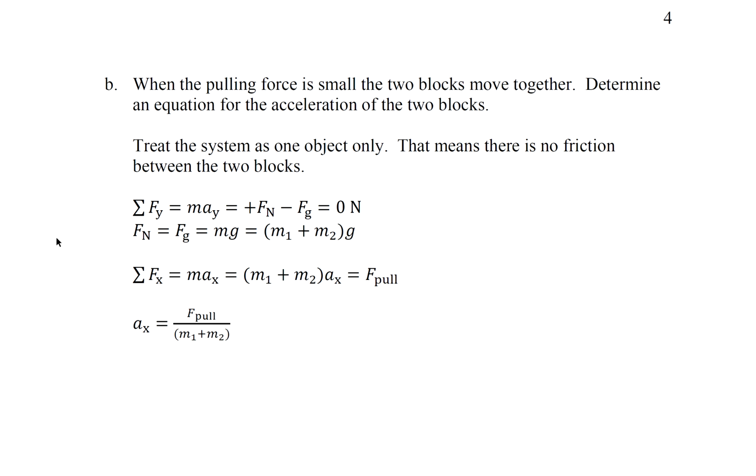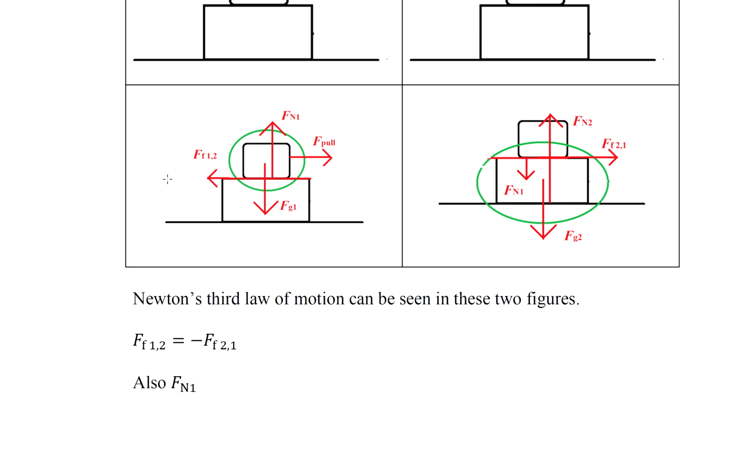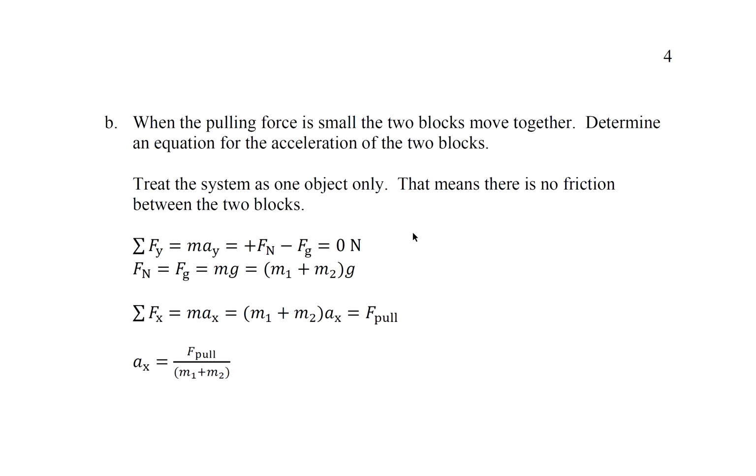Part B. When the pulling force is small, the two blocks move together. Determine an equation for the acceleration of the two blocks. So treat the system as one object only. That means there's no friction between the two blocks. So we don't have two blocks, we just have one. It's M1 plus M2. So this is what we get. Acceleration is force of pull divided by M1 plus M2. We just use Newton's second law of motion.